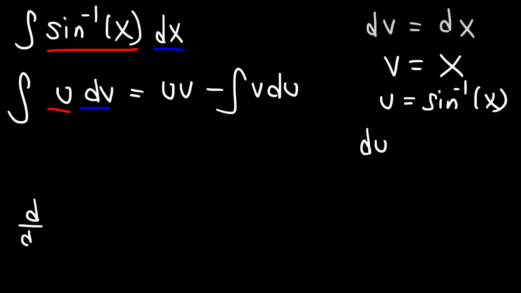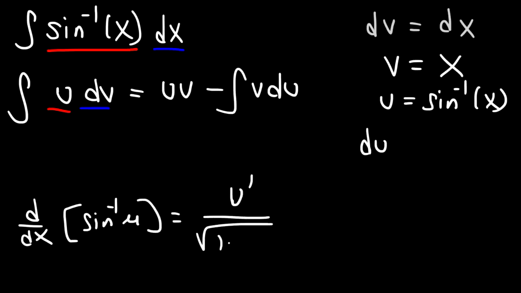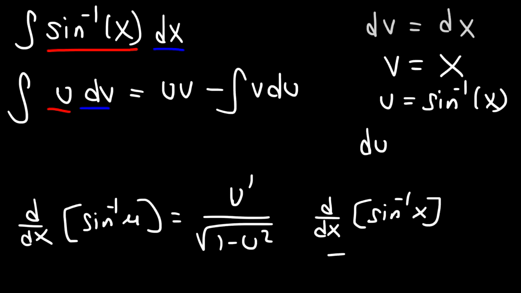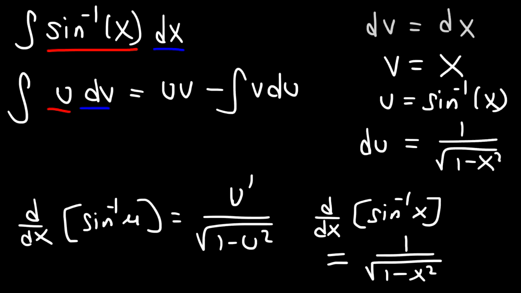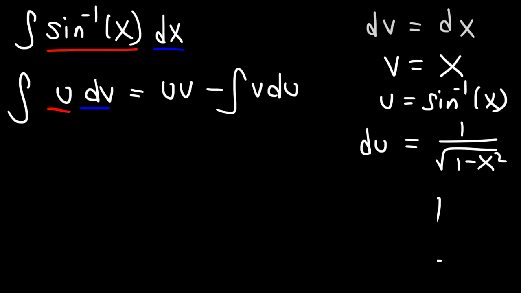Now, you need to know that the derivative of the arcsine of u, the formula is this: it's u prime over the square root of 1 minus u squared. So therefore, the derivative of arcsine of x is going to be the derivative of x, which is 1, divided by the square root of 1 minus x squared. And so that's going to be du. That's the derivative of arcsine of x. So now we have everything that we need to apply the integration by parts formula.